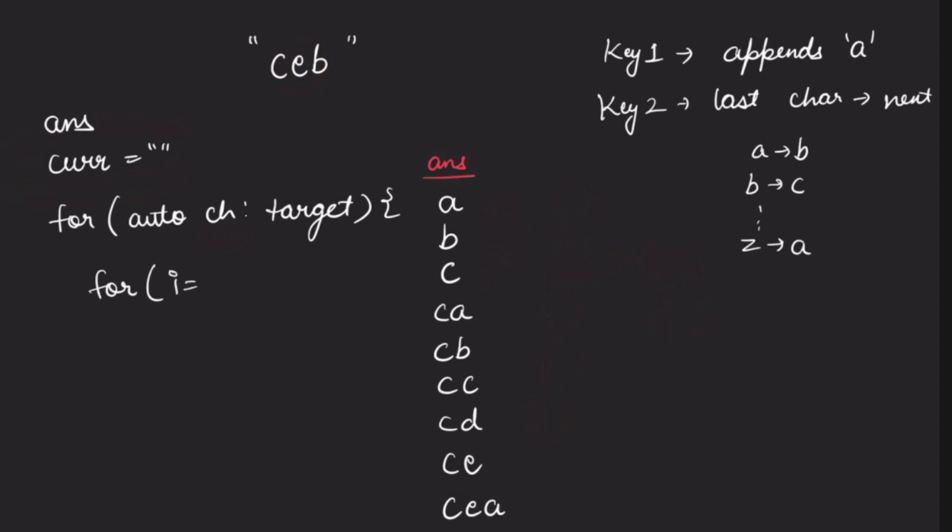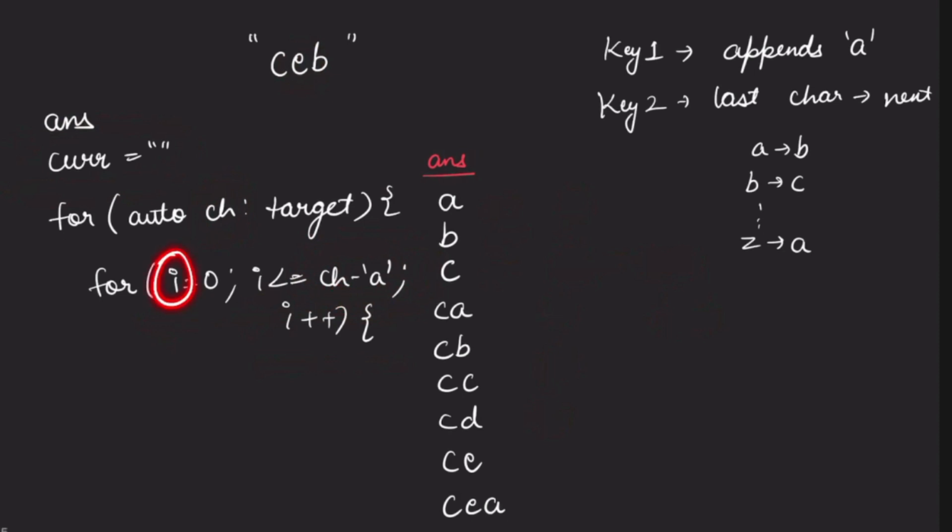So it will be i equals 0, i less than or equal to ch minus 'a', i plus plus. Why have we done ch minus 'a' here? Because ch is a character and i is an integer over here. So from ch, we are subtracting the ASCII value of 'a' so that we can run our for loop in terms of an integer, right?